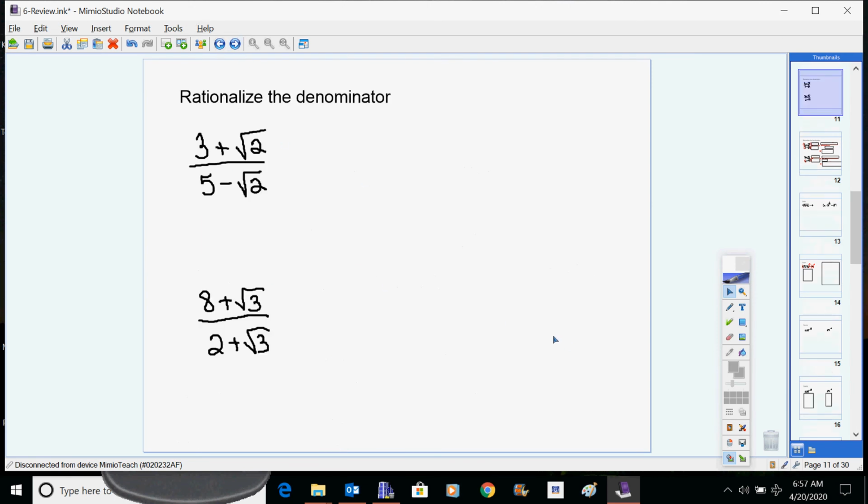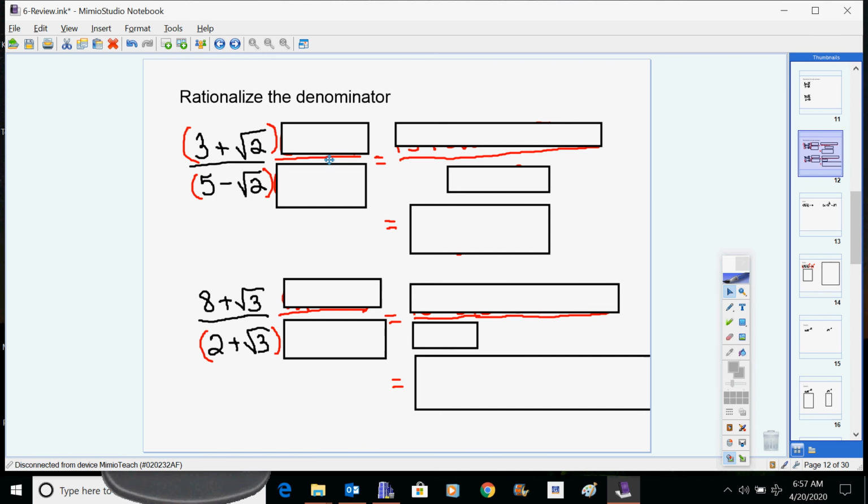We also had things where you had to rationalize the denominator, and in rationalizing the denominator you had to consider the conjugate of the denominators in order to solve this. So remember, conjugates are you just take this minus and turn it into a plus. If you have a plus, you turn it into a minus. And whatever you do to the numerator, you have to do to the denominator.